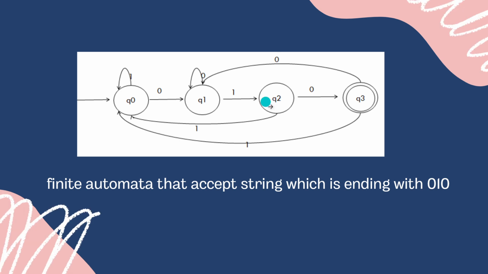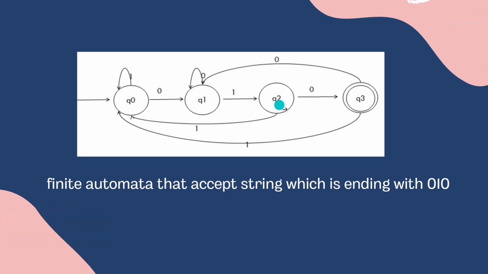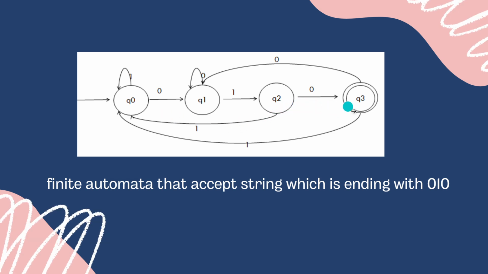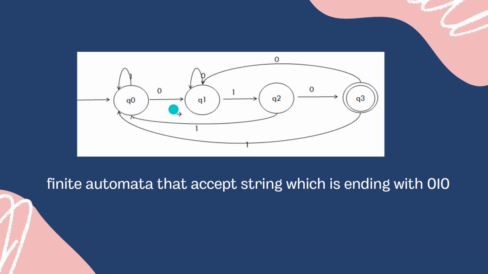If q2 takes the input as 1, then it moves back to q0, and if it takes the input as 0, it goes to q3. At q3, if we have 0, it moves back to q1, and if it has 1 as an input, it moves back to q0.